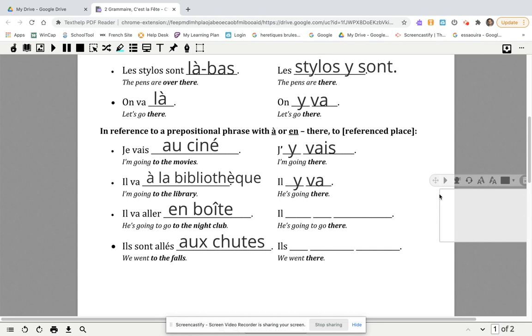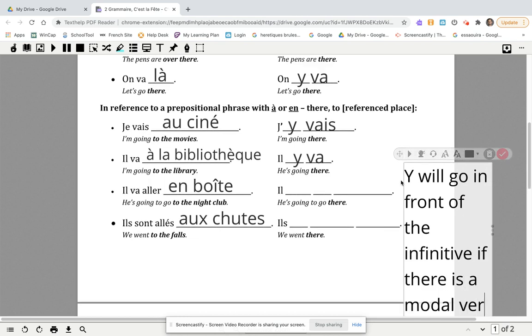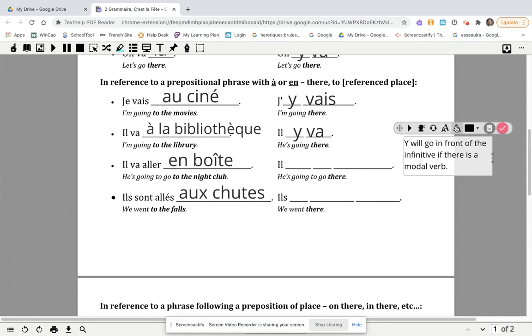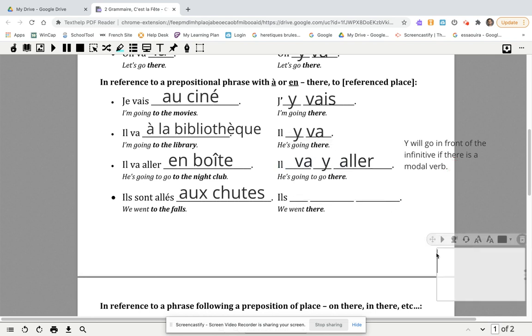Now, here we are looking at not a simple sentence, but one with two verbs. We've got a modal verb sentence. "Y" will go in front of the infinitive if there is a modal verb. D'accord? It'll go in front of the infinitive. So, il va y aller. He is going there to go. Il va y aller. Voila. So it goes in front of the infinitive.